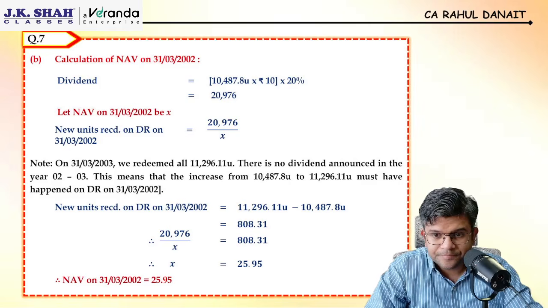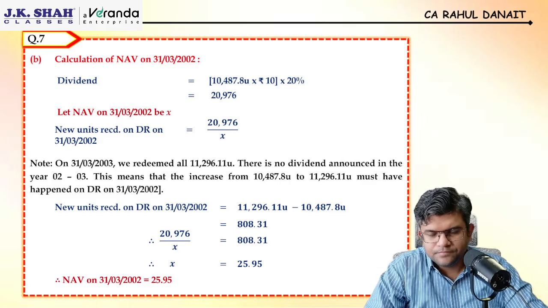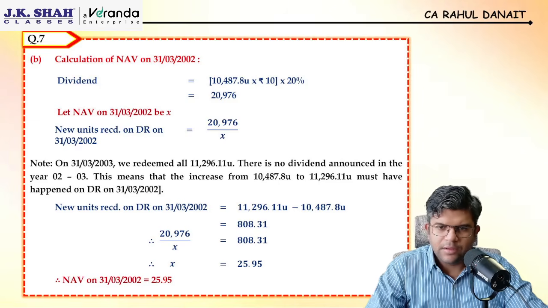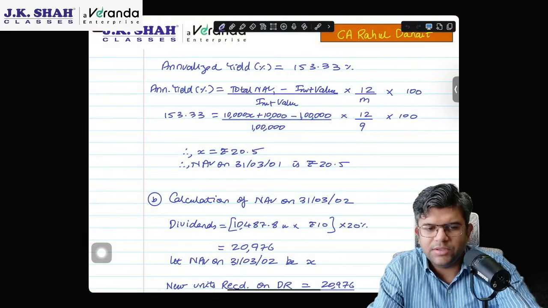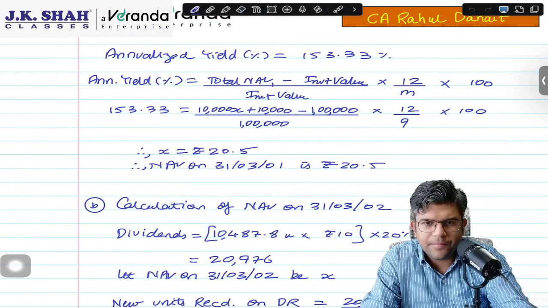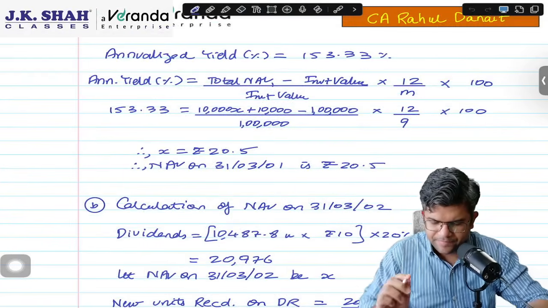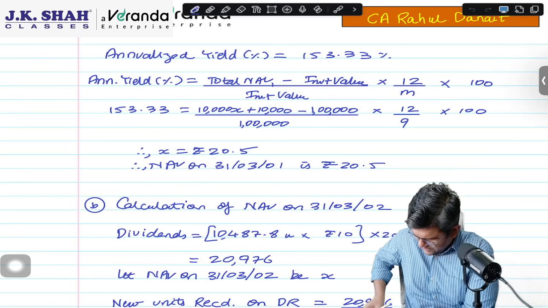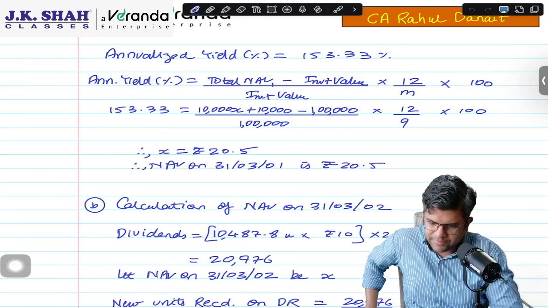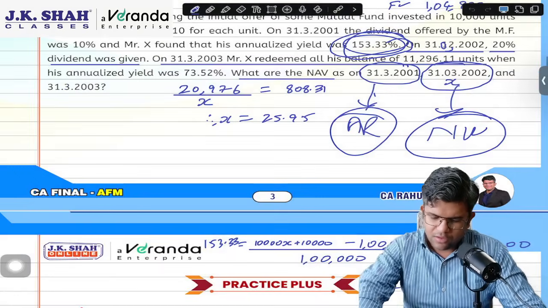Is everyone done? Anybody wants me to write? Okay. So with that, we finish the second part of this question, which asked us to calculate the NAV on 31/3/2002. Correct? All right.